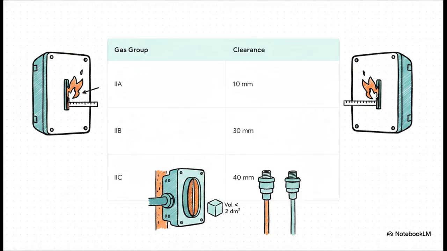And inspectors use this exact matrix when auditing Ex d enclosures. The gap between a flameproof joint and any solid obstacle must be strictly maintained to allow escaping gases to cool down. For IIA gases, you need a 10 mm clearance. For IIB, it's 30 mm. For IIC, it's 40 mm. On top of that, when selecting cable glands for Zone 1, you must use a compound-filled barrier gland unless the gas is not IIC and the enclosure volume is less than 2 cubic decimeters.